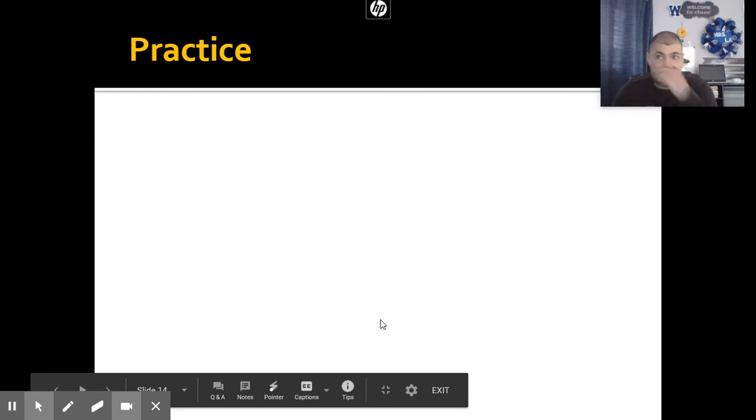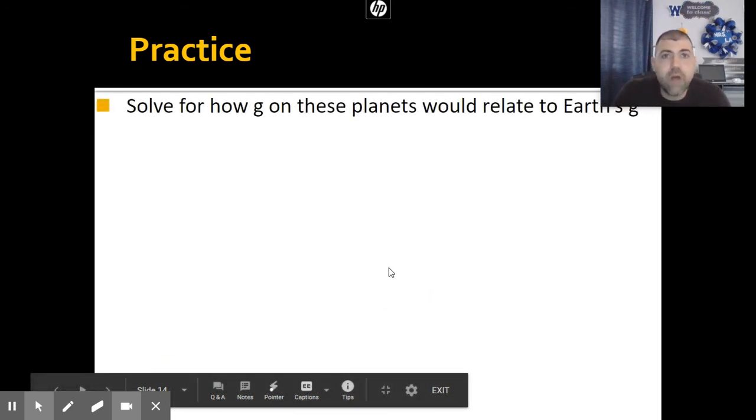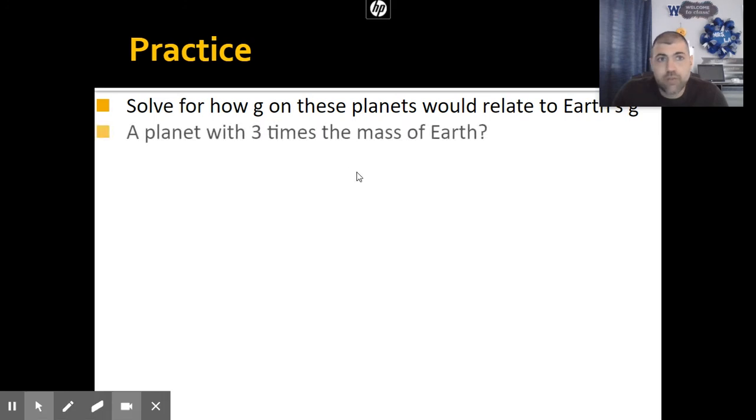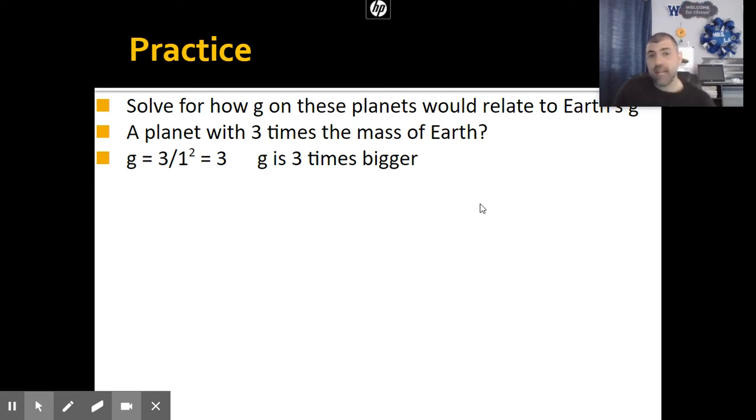All right? So now we're going to do some on our own right here and see if you guys get these right on the Edpuzzle. In this case, solve for how g on these planets would relate to Earth's g, is what you're doing right now. So the first one, a planet with 3 times the mass of the Earth. Again, you're going to have that equation, M over r squared, 1 over 1 squared. And you're going to plug in a 3 on the top where the mass is. So now it's going to be 3 over 1 squared. And the question is coming, what does that equal? The answer is that would be 3 times bigger. And if you got that wrong, look at what I did so you get the next one right. You can just type this into the calculator, and the calculator will say your answer is 3.